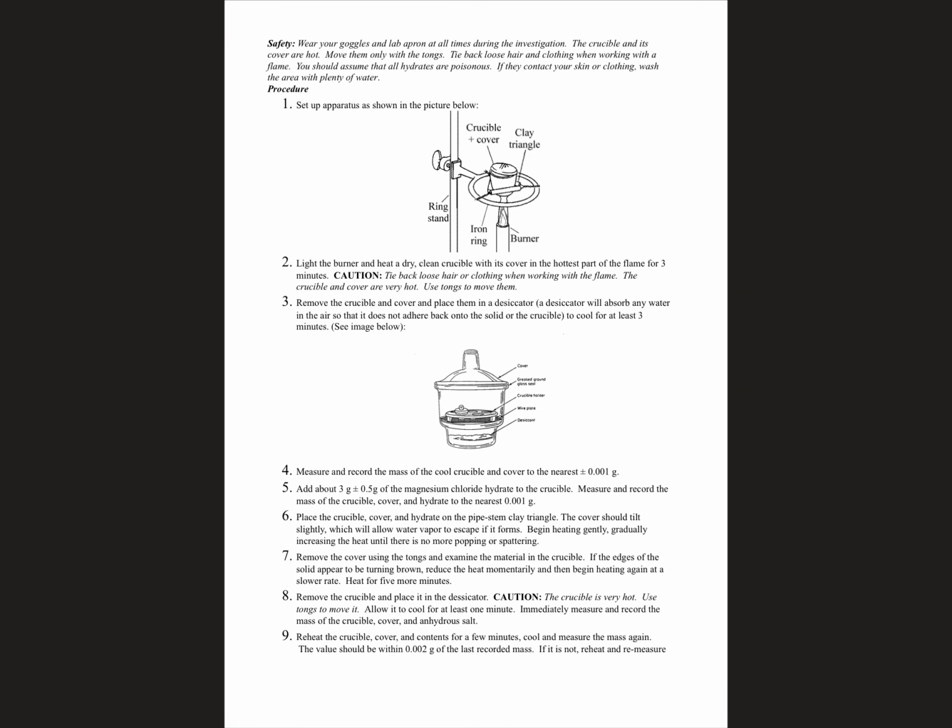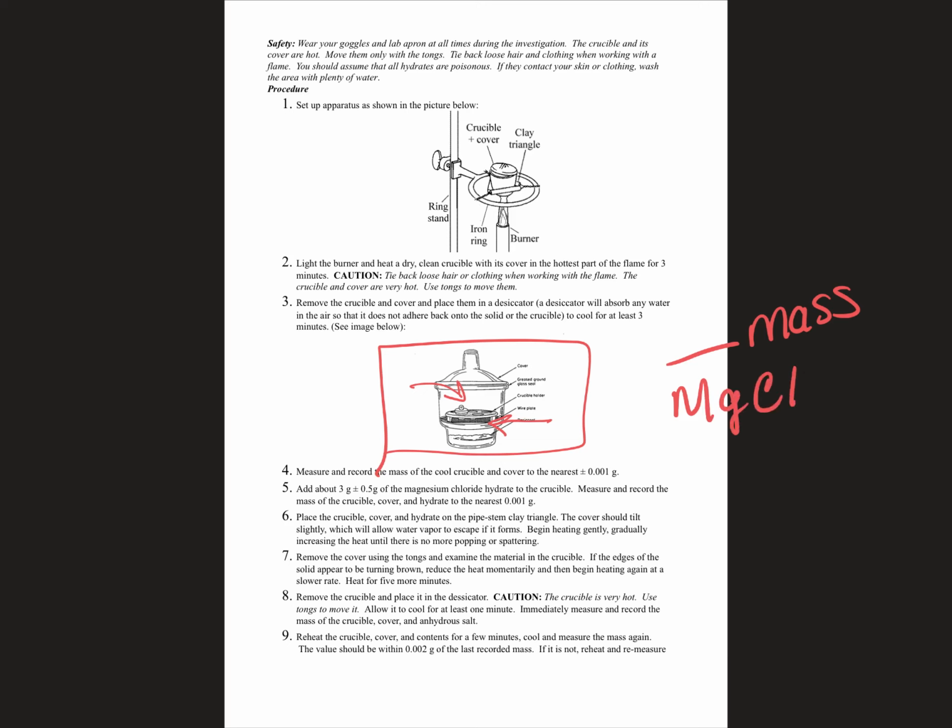So I'm just going to move it over to the next slide. This is a desiccator right here. Within that desiccator, there's a solid in the bottom. It's usually anhydrous calcium chloride, and it's used to collect any water that might be in the space within the desiccator. And then once that cools, we're going to measure the mass again. So at this point, we think that we've gotten rid of the water. That means it should be the mass of the magnesium chloride without the water plus the crucible.